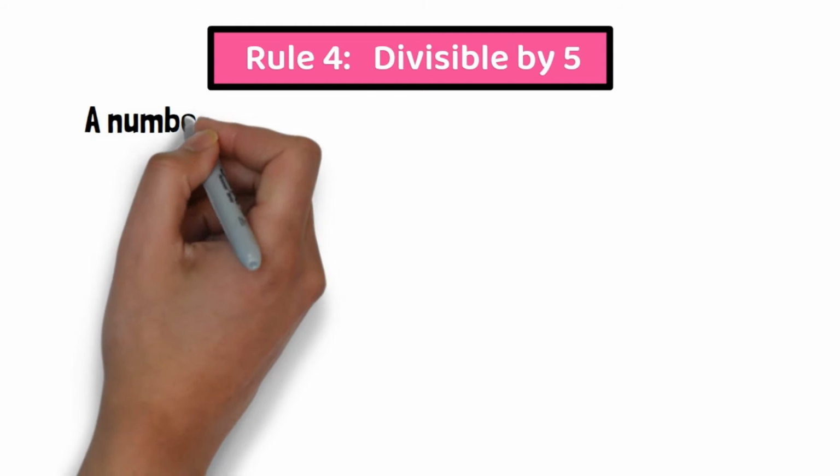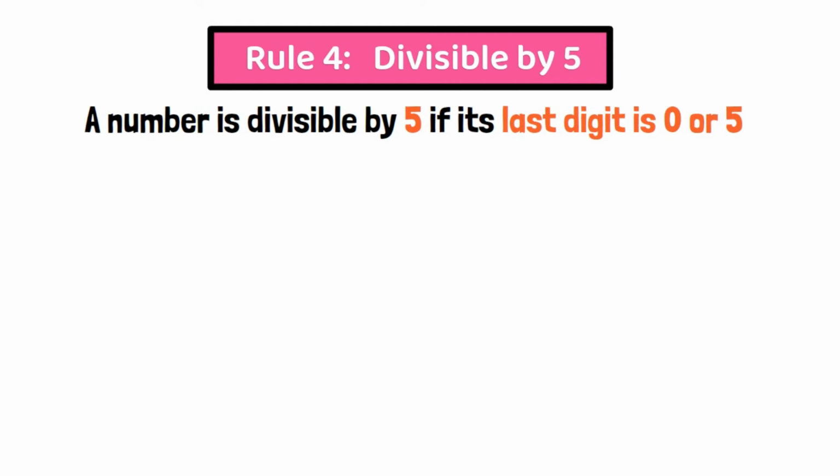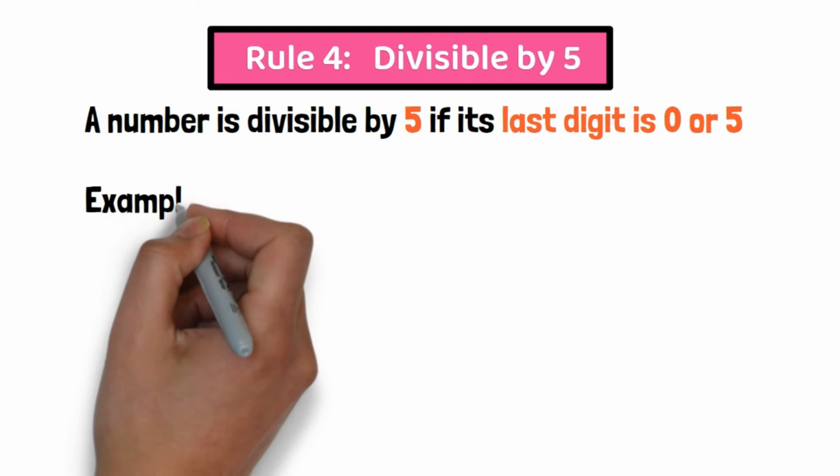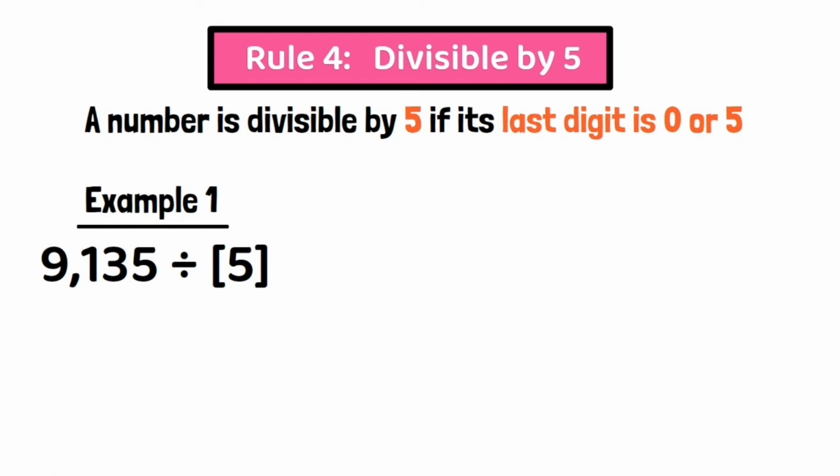Now let's try rule number 4. Divisible by 5. A number is divisible by 5 if its last digit is 0 or 5. Let's check if 9135 is divisible by 5. The last digit is 5. So 9135 is divisible by 5.